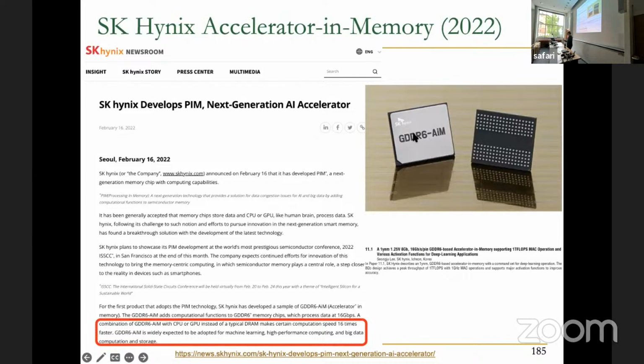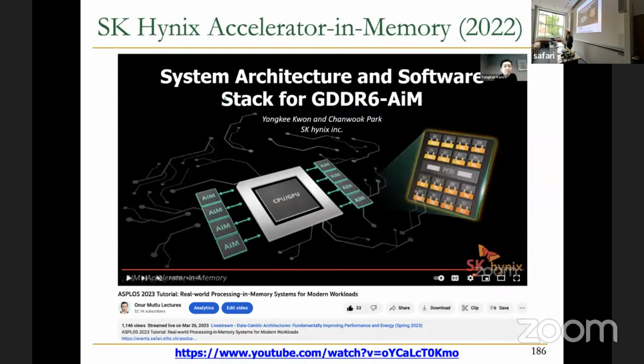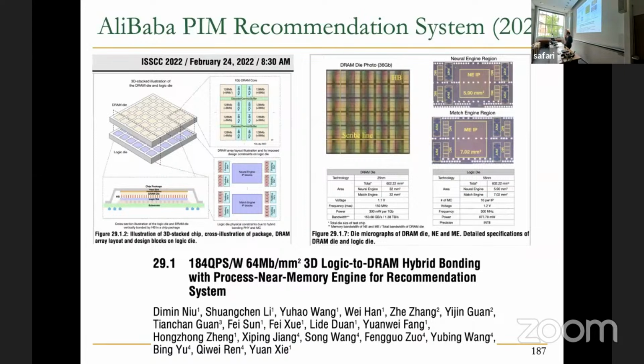And then SK Hynix's chip is actually more similar to Samsung's earlier chip, where they use a GDDR6 chip to do computation. The computation capabilities seem very similar to what Samsung has. It's basically accelerating floating point multiplication and accumulation, etc. And they actually gave one of the talks at one of our tutorials. I think this is at S+ 2023, as you can see over here. It's a good talk. If people are interested in learning more about their system and software stack, you can take a look. And also, Alibaba has another chip, and you can see some information about that.